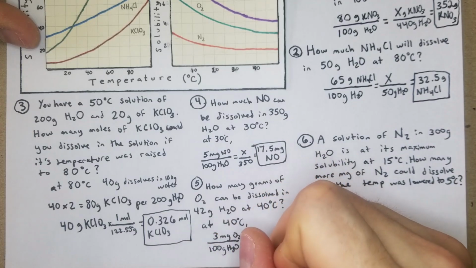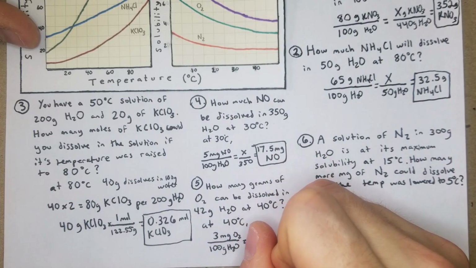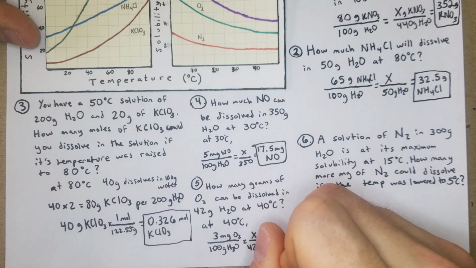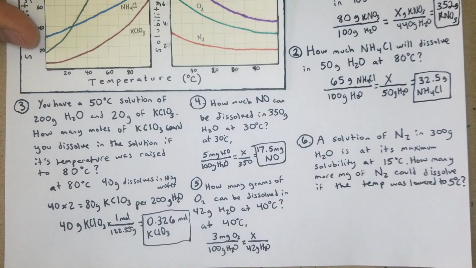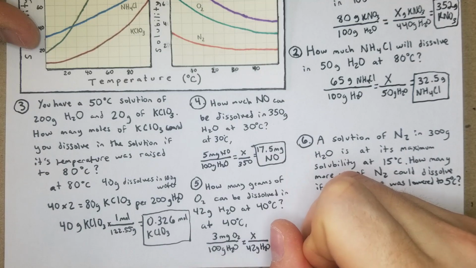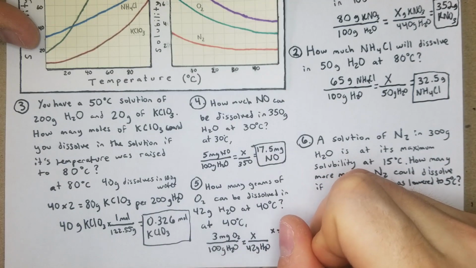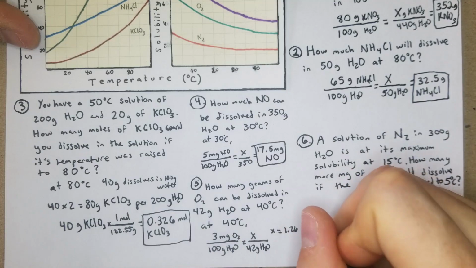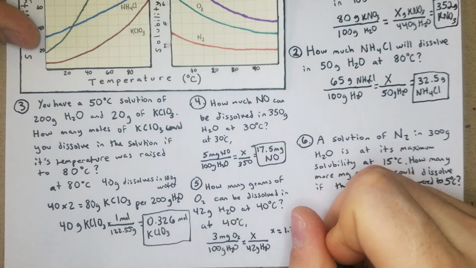And then we can set up that proportion. It's going to be X over 42 grams of water. And we'll just cross multiply and divide. Okay, so we got X equals 1.26 mg of oxygen.